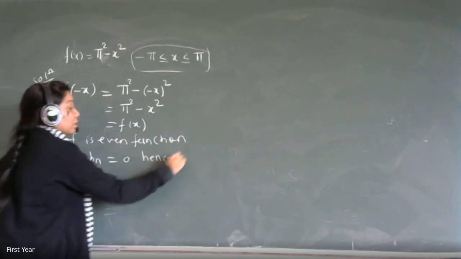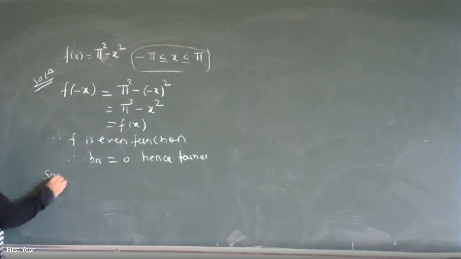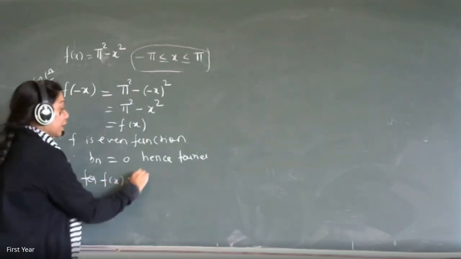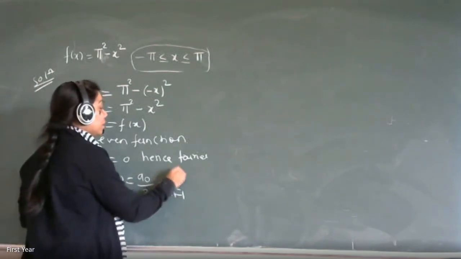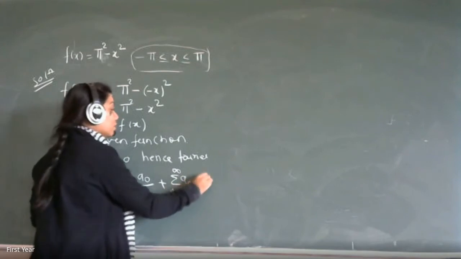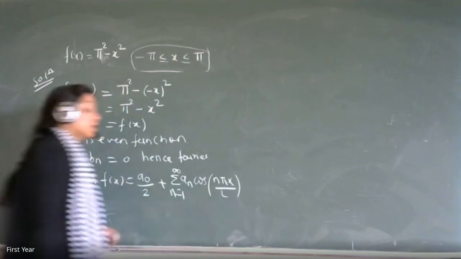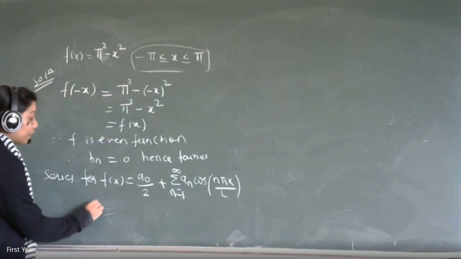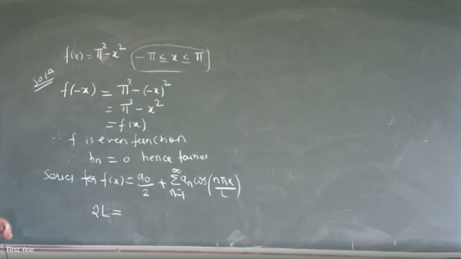Hence, the Fourier series for f of x will be a naught by 2 plus summation n from 1 to infinity an cos of n pi x by l. This is your Fourier series. Now you have to find the value of l. What's the period of the function?